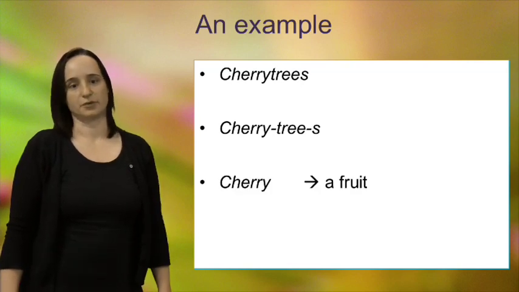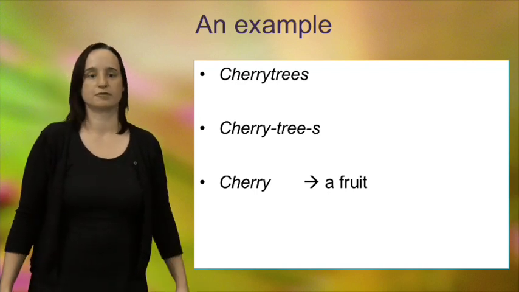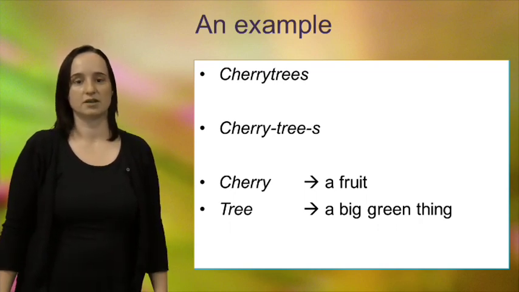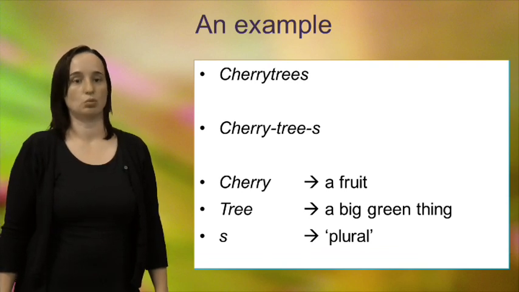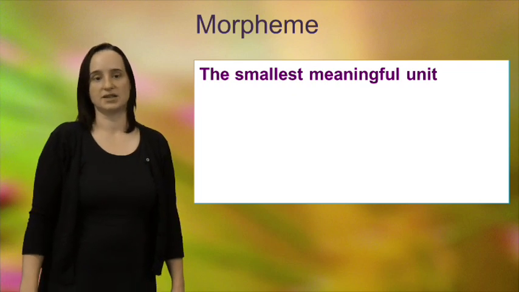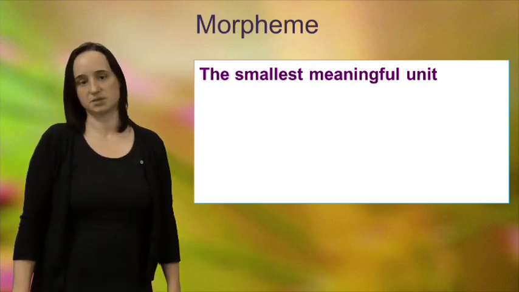Why are they the morphemes? Well, they are the elements that have meaning. We can divide them up into cherry, which is a fruit, tree, which is a big green thing, unless it's winter, and -s, which kind of means something like plural, more than one. Okay, so a morpheme can be defined as the smallest meaningful unit, the smallest element that has meaning.